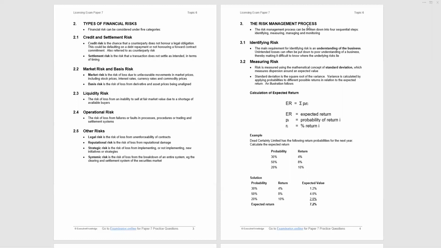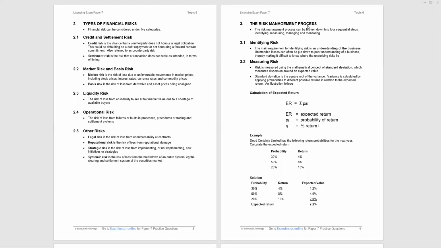Now, there are other risks, and these have been examined at paper 7. Legal risk, that's where you risk loss from unenforceability of contracts. So you go into a poor contract, it's not well written up and it's difficult to enforce. That is legal risk. Reputational risk is the risk of losing money from reputational damage. So if you have a factory and the factory is fined for pollution and customers don't like that concept, your reputation is tarnished, you may lose their business. Reputational risk is examined.